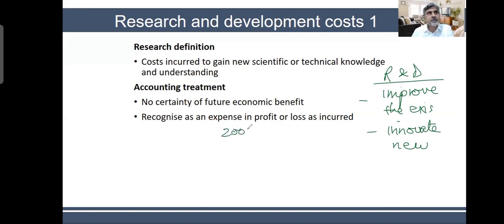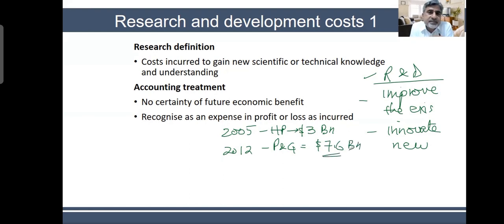In 2005, HP, Hewlett Packard, spent $3 billion on research and development. Moving forward to 2012, P&G, Procter & Gamble, spent $7.6 billion. I'm not saying 7.6 million. I'm saying $7.6 billion only on research and development, which means developing new products. This R&D activity is so important.